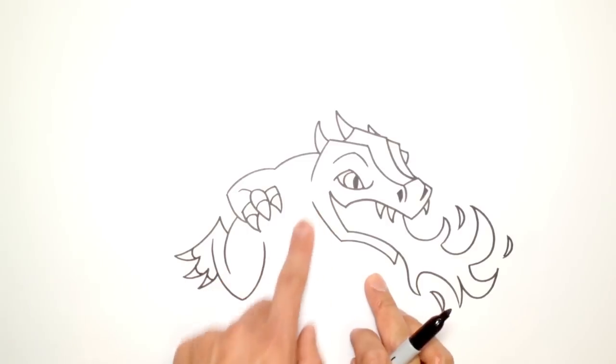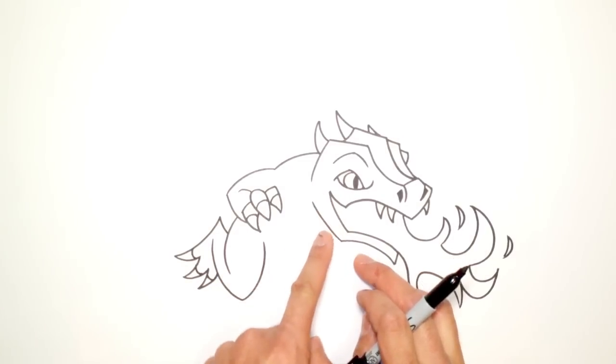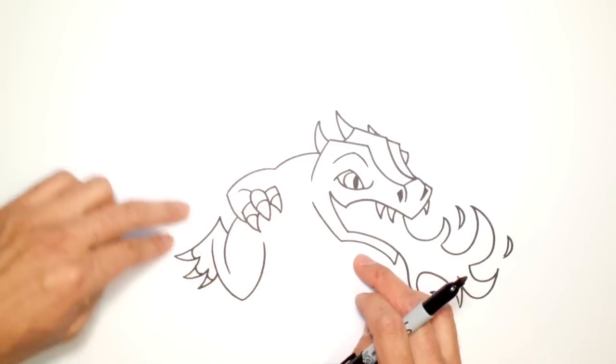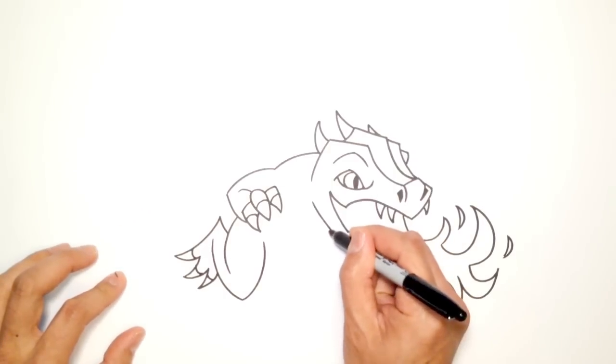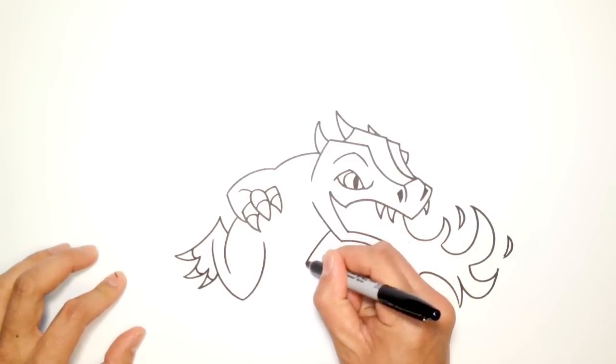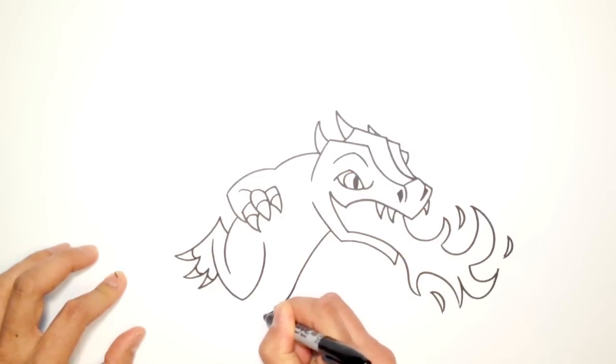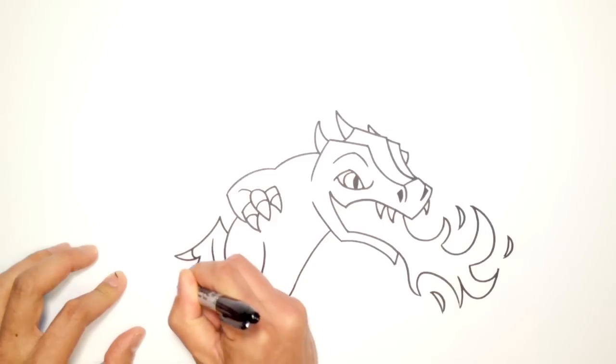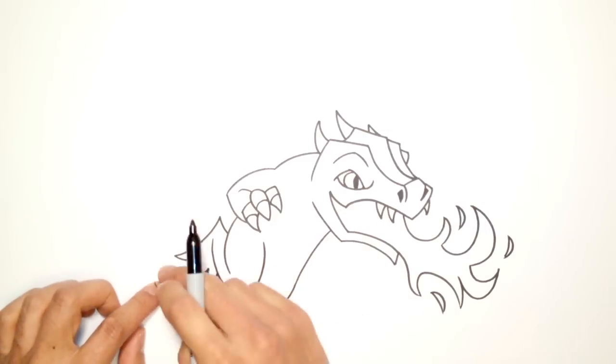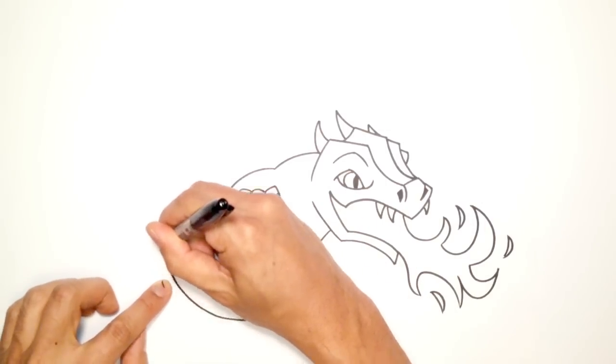Now let's go into the body. So right about here is where the neck would start. I'm going to have the body come down into a tail. So I'll start right about here. I'm going to do a curve that comes inwards, and then I'm going to switch directions and curve underneath this leg, like so. And then I'm going to curve the opposite direction at the end.